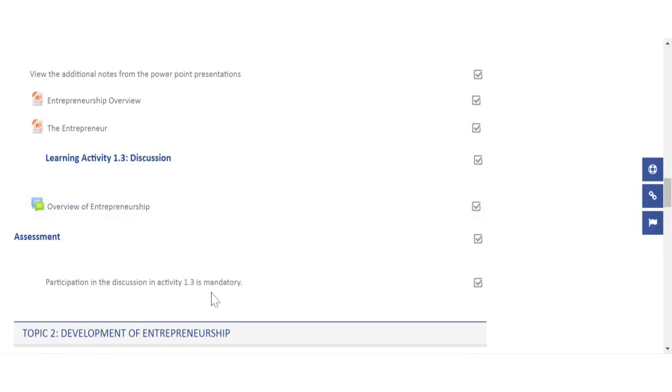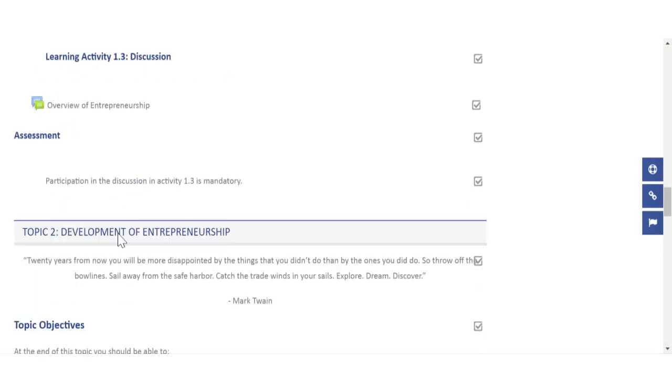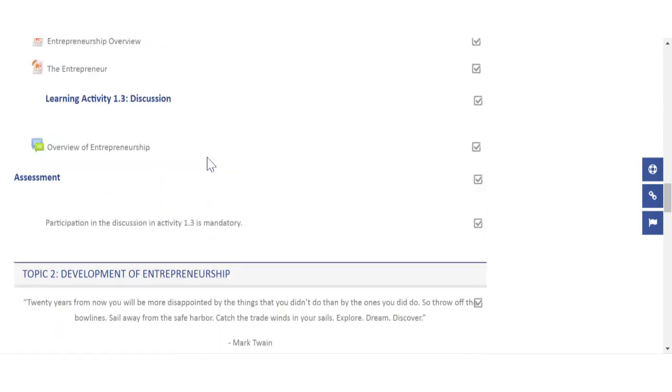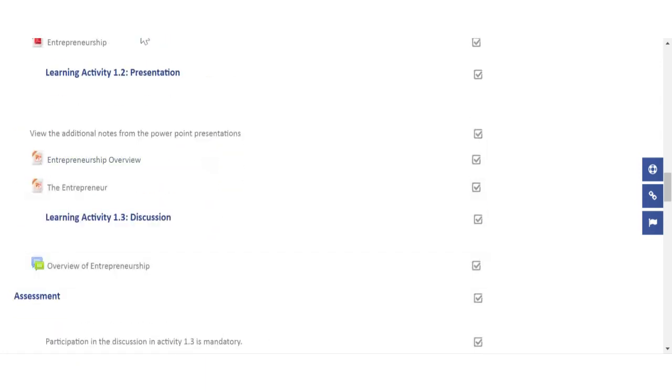The learning activities we have: we have given an assignment here. Participating in the discussion is mandatory. I've seen some of you have done that, and it's very interesting that we can work together as we move forward. You can see very interesting comments here about entrepreneurs being born or being made.